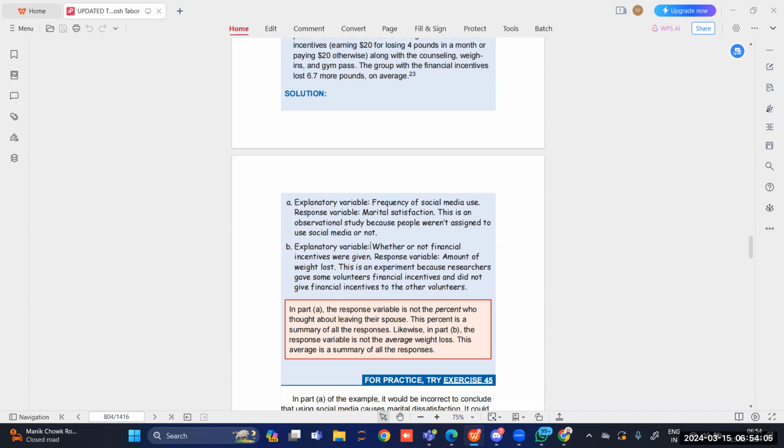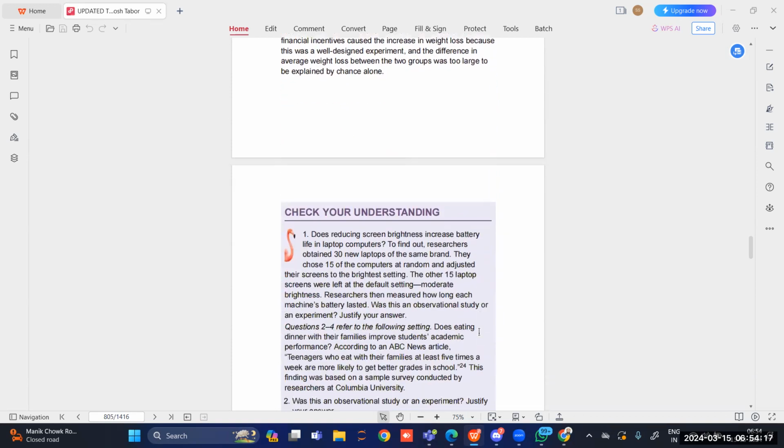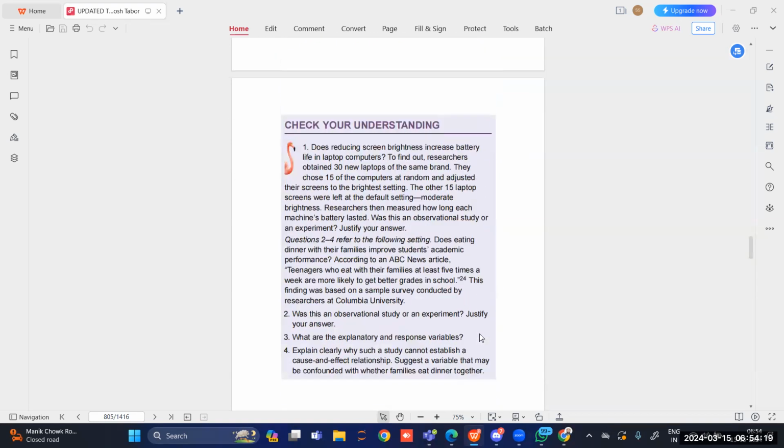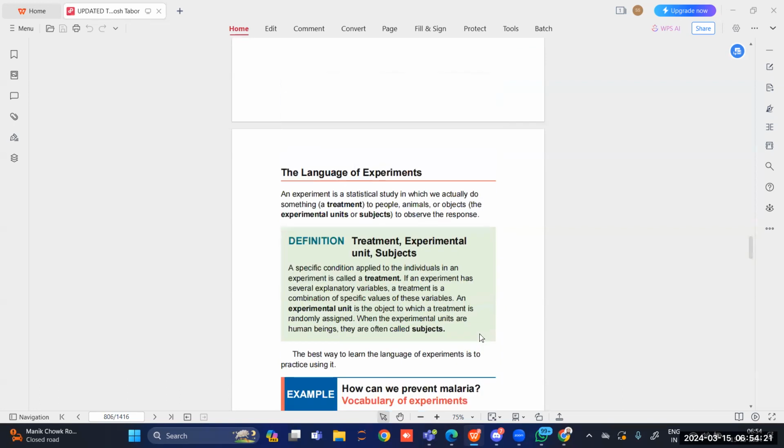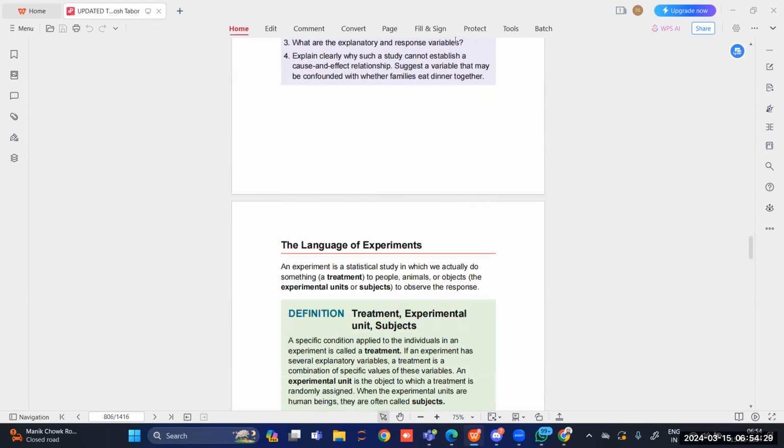Okay, the explanatory variable is whether or not financial incentives are given, and the response variable is the amount of weight loss. This is an experiment because researchers gave some volunteers a financial incentive and did not give a financial incentive to the other volunteers. Correct. Good. So this is an example you can try. The language of experiments, we'll start this tomorrow. Is it clear? Yeah.